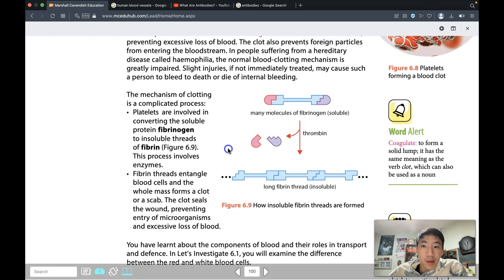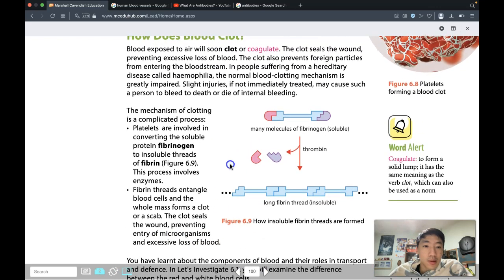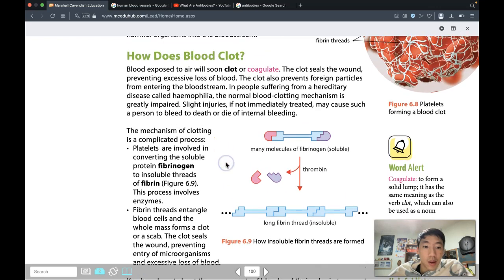Okay, there is a genetic disease where some people cannot stop bleeding. This disease is called hemophilia, where their platelets are not working properly. So their blood clotting mechanisms are impaired, and even slight injuries, if they do not have medicine to treat it, can be serious for them.